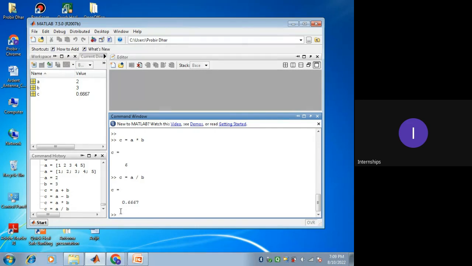We can also work with vector data. Say A is equal to 1, 2, 3, 4. Okay.